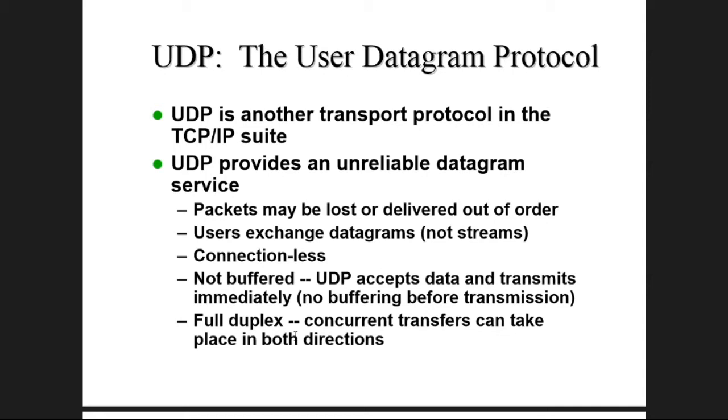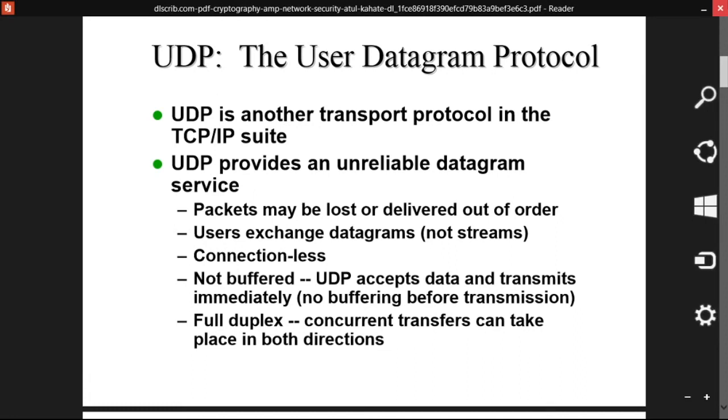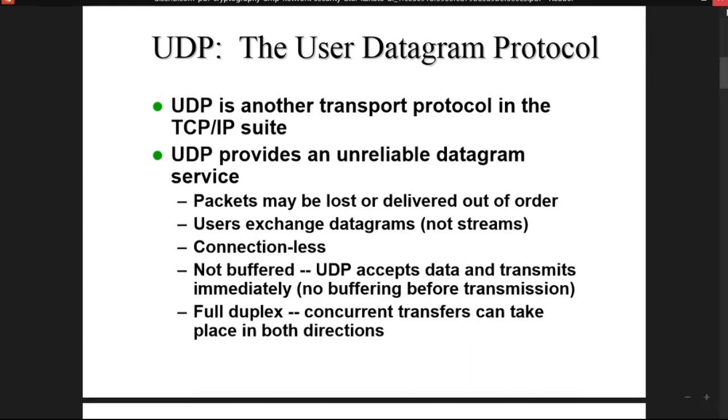The next point is that it is connectionless, that means no connection is established between sender and receiver. The sender takes the data and sends it to the receiver. Because it is connectionless, no acknowledgement procedure is there, and there is no temporary memory for buffering. Whenever UDP accepts the data, it transmits it immediately. And this is a full duplex method, that means concurrent transfers can take place in both directions.